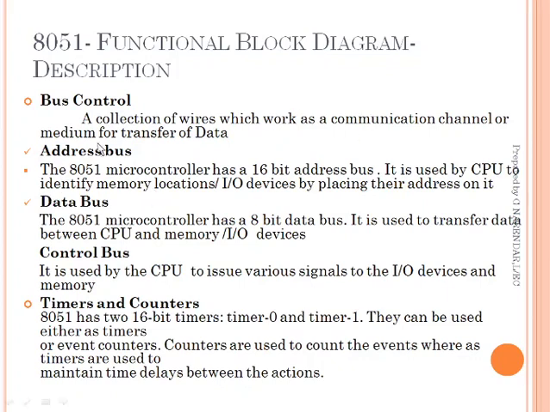Next we have one more bus, that is the control bus. This control bus is used by your CPU to control, or to issue various signals to, the input and output devices or the memories. For example, if it wants to write something into memory, or send some data to your input output device, before sending the data it will issue one signal saying that I am sending this data to you.